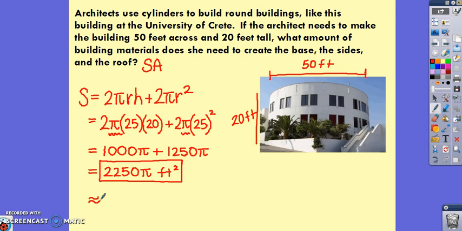That's not super useful to the people that you're buying your building materials from. So now it probably is a good idea to type in 2,250 times the pi button on your calculator. This will be a more useful number when you go to order your supplies. So I got about 7,068.6 square feet of building materials to build that building. So this isn't an exact number. In terms of pi, it's still exact.